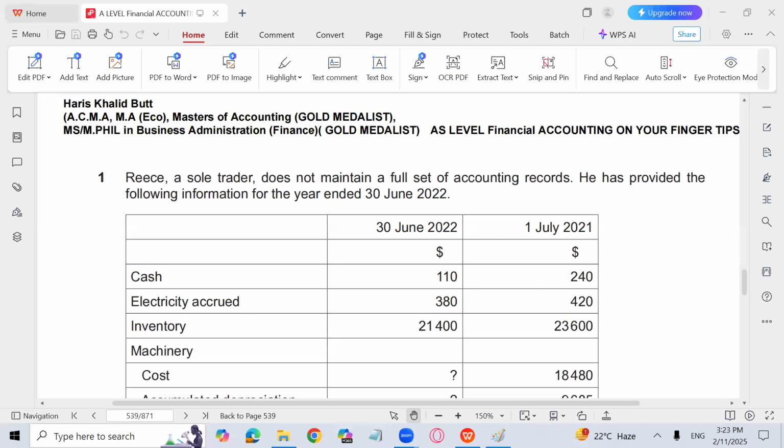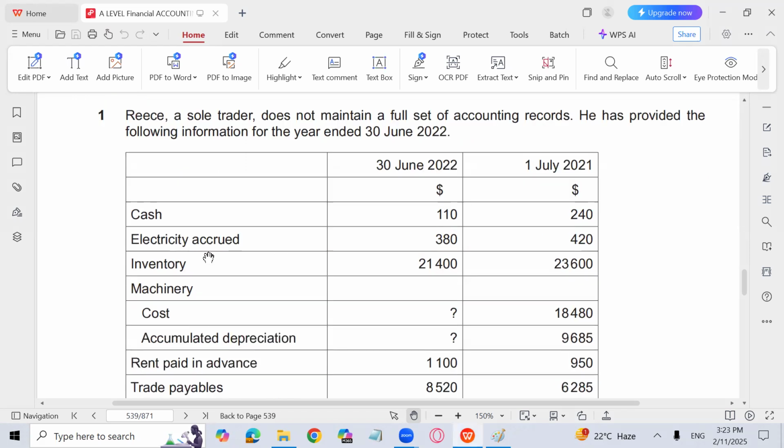So we were solving a question of October, November 22, 23, and this is from incomplete records from AS accounting. Reese, a sole trader, does not maintain a full set of accounting records. He has provided the following information. Cash opening 240, closing that is 110. Electricity accrued opening 420, closing 380. Inventory opening and closing. Machinery.